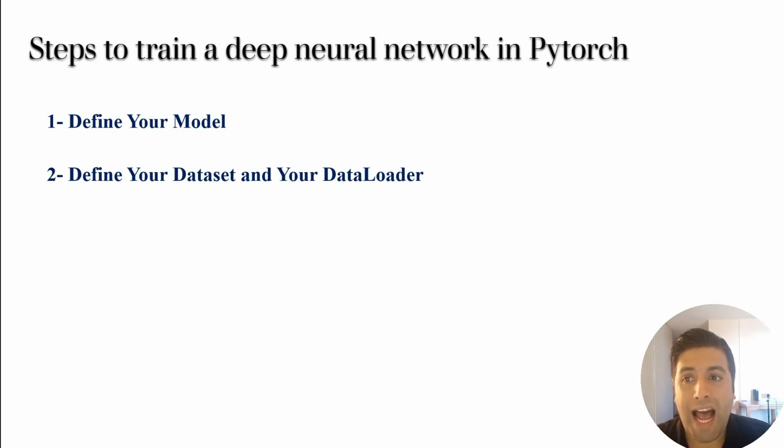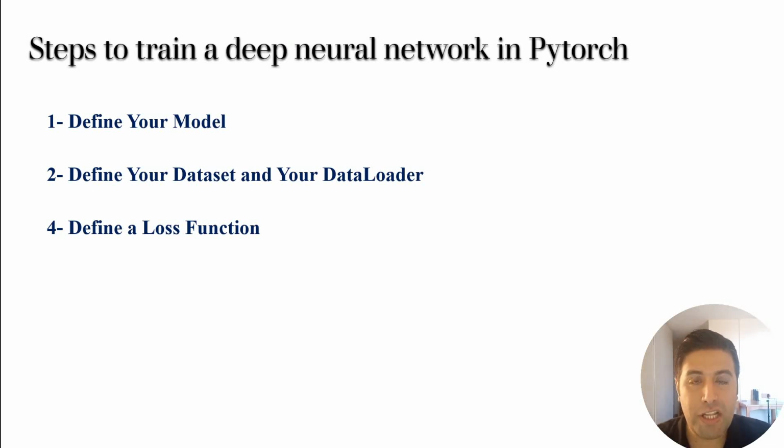I talked about how to write a dataset class, how to define your custom dataset, and how to iterate over your dataset by using the Dataloader class, a Dataloader object. Then you must define a loss function. A loss function tells you how far the output of your deep neural network is from the target values. So you must define a loss function. Different loss functions exist, including mean square error, mean absolute error, binary cross entropy, and these are different loss functions that are used to train deep neural networks.